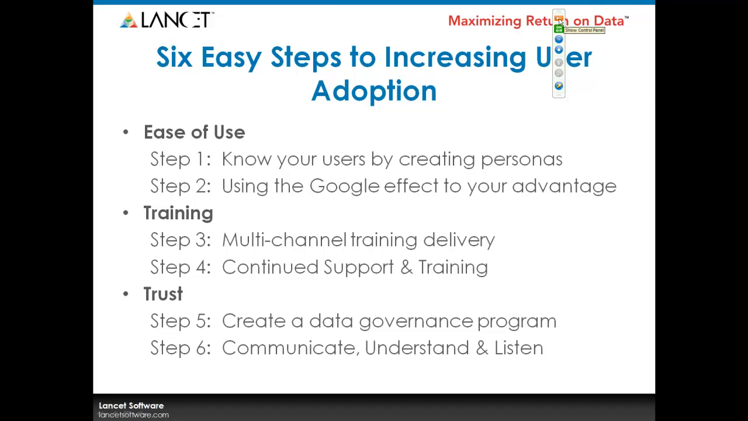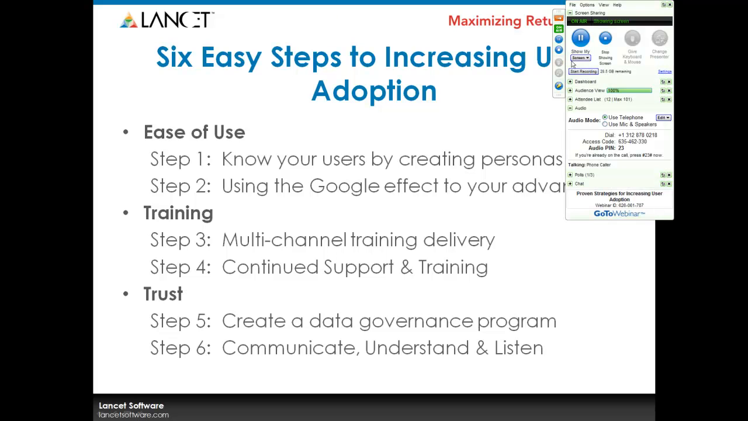But we'll dig into each of these a little bit more. So when we talk about ease of use, what does that mean? Two things that you can do is you can get to know your users by creating personas. We'll talk through more of that. And then actually trying to use the Google effect to your advantage. And the Google effect is what I was talking about earlier, where everybody thinks that searching for things should be relatively easy based on their experience with things like Google.